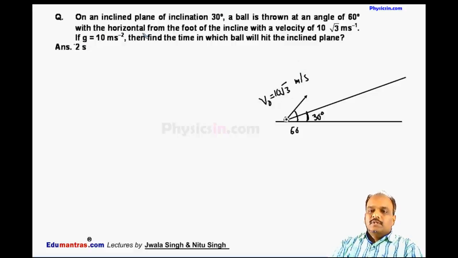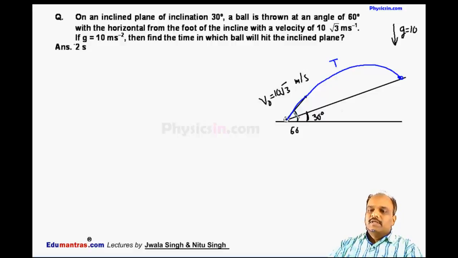If g is equal to 10 meter per second square, we know g will act vertically downward. Then find the time in which the ball will hit the inclined plane. Now suppose this ball is projected at an angle of 60 degrees, so it will move like this, and strike this inclined plane somewhere here. We have to calculate the time of flight.